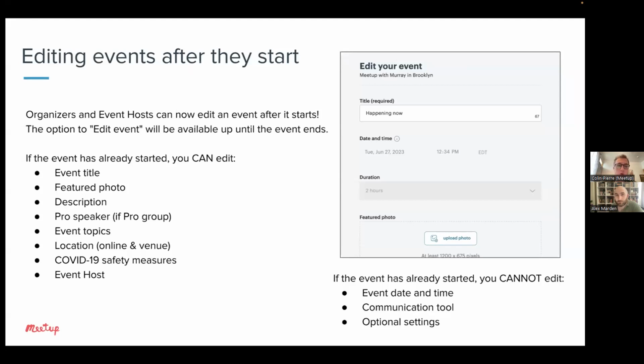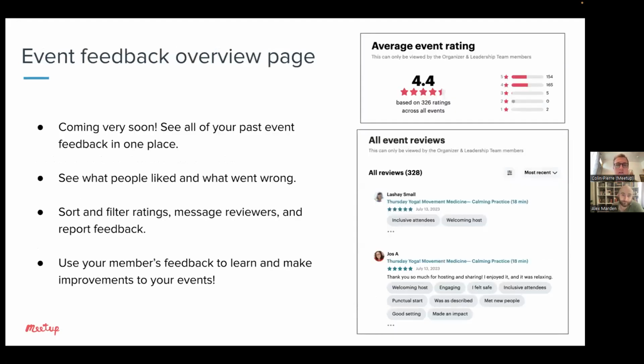So now you are able to edit certain things in the event. You can edit the event title, the photo, description, pro speaker, topics, location, COVID-19 safety measures, and the event host. However, once the event starts, you cannot edit the date and time, any communication tools, and the other optional settings. And then the next one is the event feedback overview page.